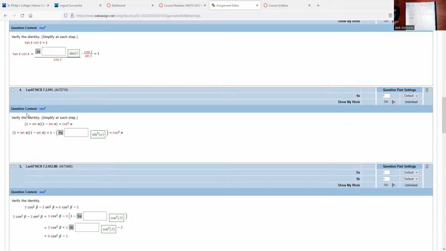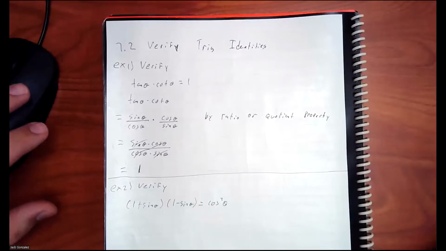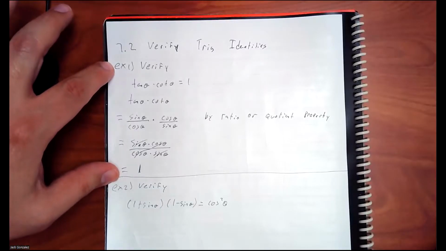Let's start on the left side, I guess. Any questions on example 1 though? I'll switch back in a second. Writing down the problem: 1 plus sine times 1 minus sine equals cosine. I don't care what they're doing; what we need to do is verify. But are you guys cool on number 1?